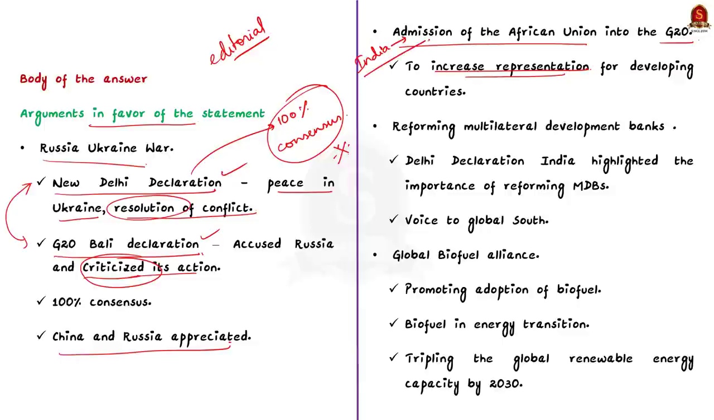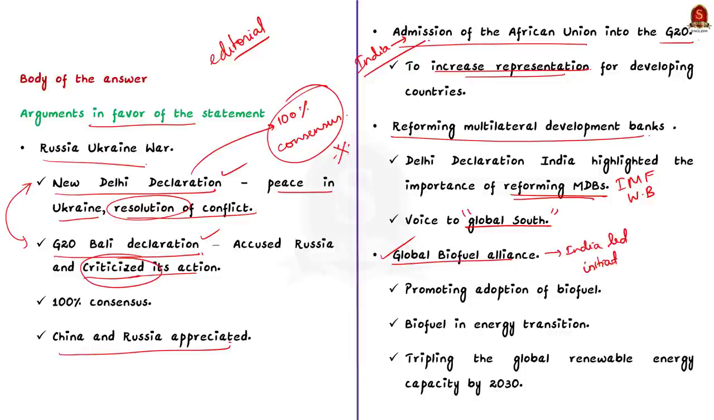Then you can mention reforming multilateral development banks through the G20 forum. In the New Delhi declaration, India highlighted the importance of reforming multilateral development banks. Examples of the multilateral development banks are the IMF and World Bank. Through this, India gave a voice to the Global South. Then you can mention the Global Biofuel Alliance. This Global Biofuel Alliance is an India-led initiative that aims to promote adoption of biofuels. It aims to place biofuels as the next stage of energy transition.